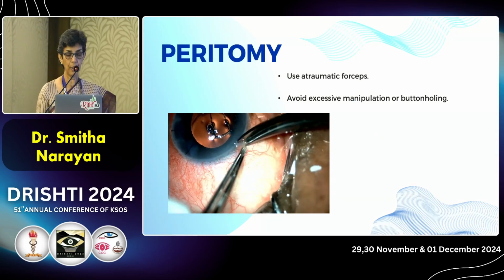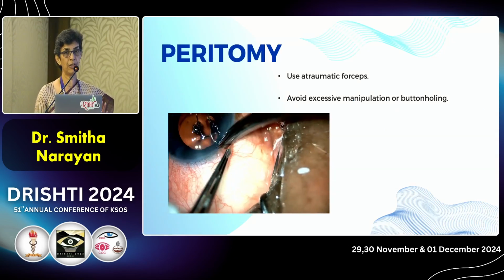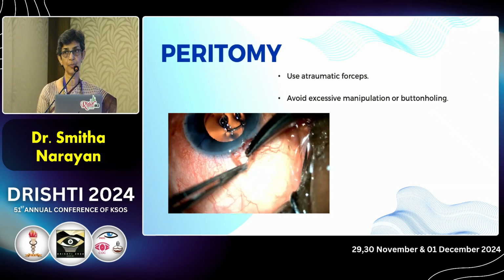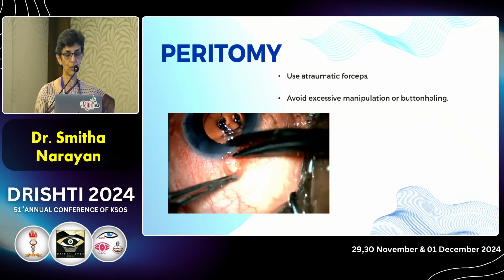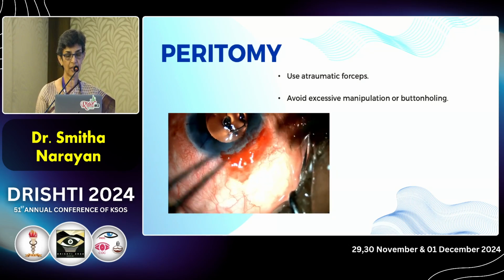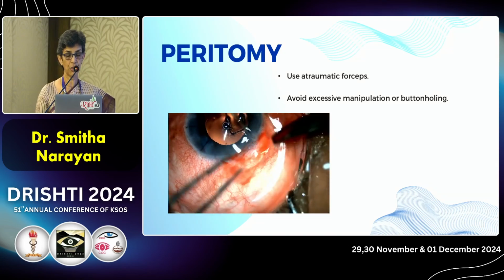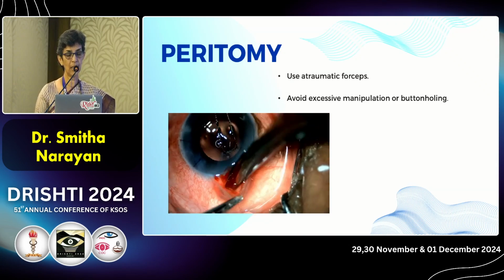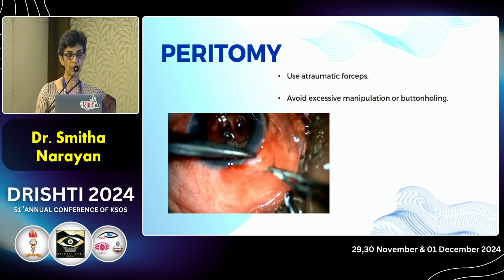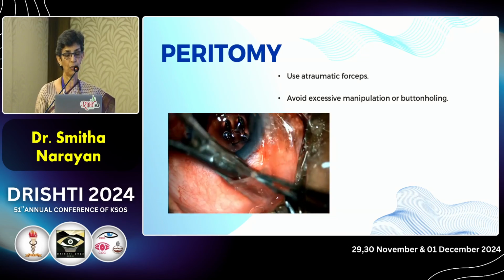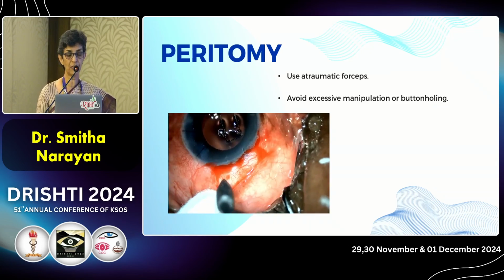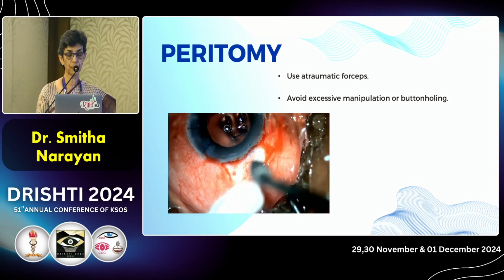A peritomy can be performed using, I prefer to use, Vannas scissors and an atraumatic forceps like the Pierce-Hoskins forceps. I do not use the Lims forceps because of its toothed nature. About 5 to 6 millimeters of the conjunctiva is cut. Avoid excessive manipulation or buttonholing, and then I close the blades of the Vannas scissors and dissect under the incision in all the directions possible, so as to allow for the mitomycin C to act, especially if I am using sponges.